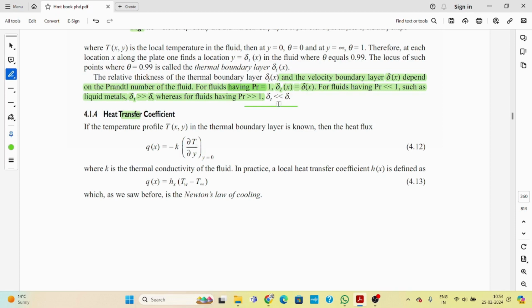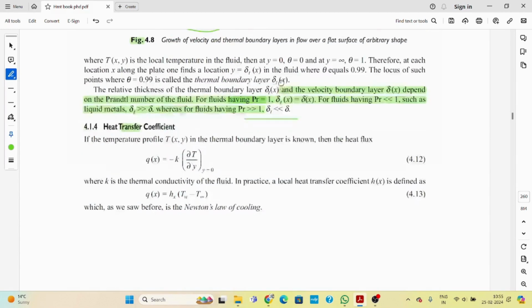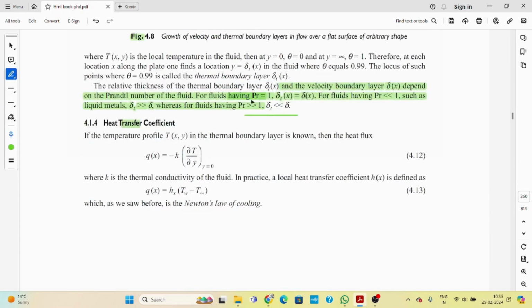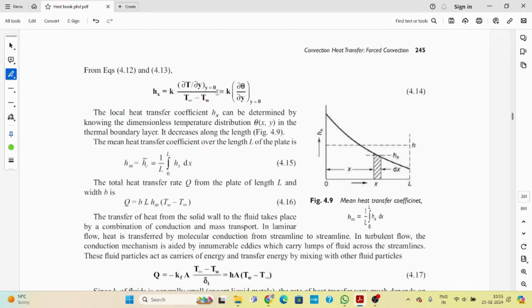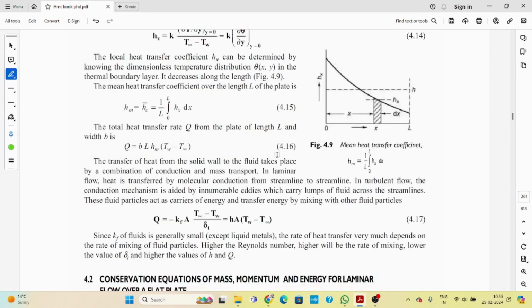You must remember the Prandtl number, and here the Prandtl number is not given in more detail, but this is also important. You have to remember the Prandtl number. Okay, so the heat transfer coefficient, we already know this: convection, Newton's law of cooling, and the temperature profile. Okay, so next, let me see something important.